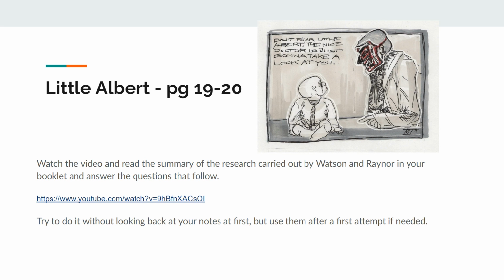the study there. And then on page 20, there are a few questions. So once you've watched the video clip and read the summary, answer those questions on page 20. Again, once you've read the summary and watched the video clip, I would then attempt to answer the questions without referring back, but if you need to, then please do. So perhaps give it a first attempt without going back to your notes, but then perhaps go back over and add detail if you need to do that.